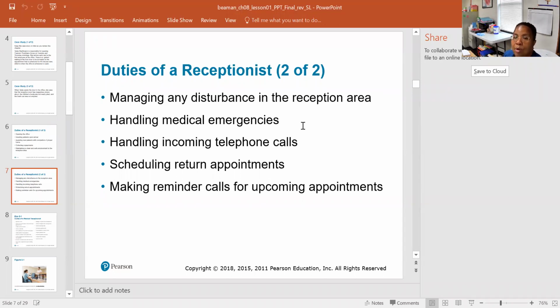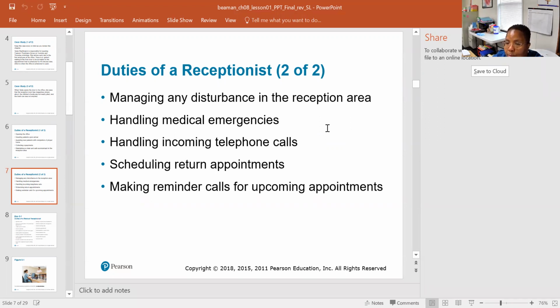Handling medical emergencies. Guys, that's why it's so important for all of you to have taken your CPR, because a lot of times in the medical office, you will have to use your CPR. You will have to use what you've been trained to do. And at that time, you're still going to think critically. A lot of times, critical thinking is just a lot of common sense. You're still going to have to use your critical thinking skills.